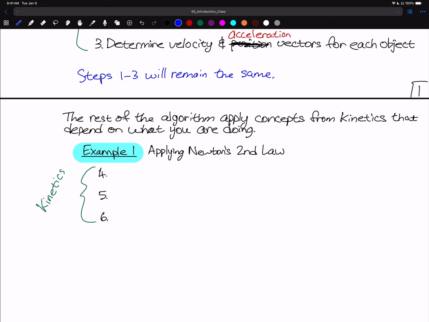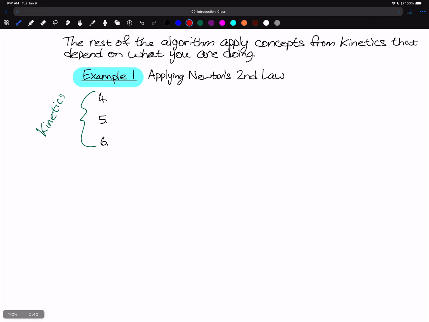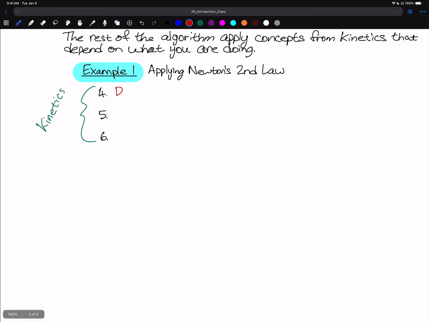When we get to kinetics, that's going to change based on what we're trying to do. For different problems, different concepts from kinetics, we'll do different things. I'm just going to list an example here for Newton's second law, when we're trying to derive an equation of motion, let's say. First thing we're going to do at this point, we're going to draw a free body diagram for every body.